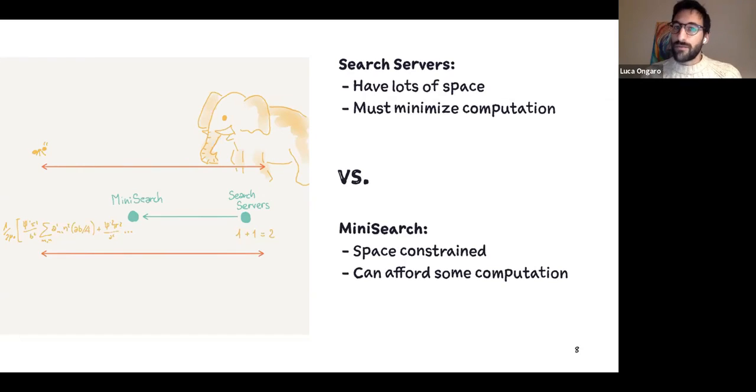So for this reason, search servers usually go all the way in the trade-off on the side of using a lot of space and minimizing computation. For example, they use special purpose indexes for different kinds of search strategies. They rather use a lot of space and make things simpler. In the case of MiniSearch, I couldn't do that. So I had to find an index data structure that could fulfill all the different goals that I had with one single general purpose index.